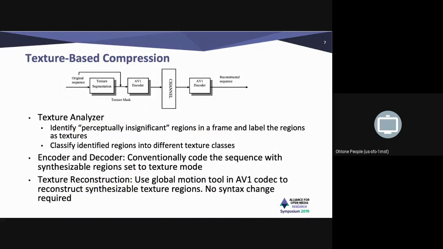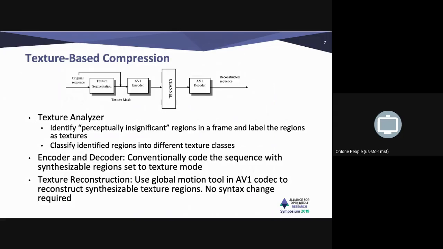All right, so here are some of the steps involved in our approach. Outside of the codec, we have what's called a texture analyzer, where we try to identify the regions in a frame that we can consider perceptually insignificant. We label these as textures, though they're not strictly texture in the traditional sense. They're texture-like regions that can be represented later using motion models. And if there are multiple of these regions, we also want to classify them into different classes.